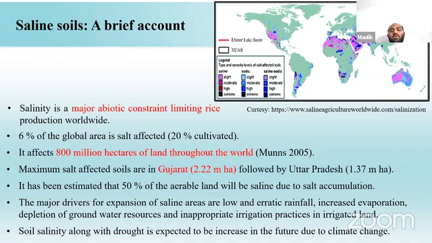Soil salinity along with drought is expected to increase in the future. So development of salinity tolerant crops is most important because day by day the population is increasing, so food demand is also increasing. Soil is not increasing, but population is increasing, so food requirement is also doubling. So it is necessary to sustain rice productivity by developing salt tolerant varieties.